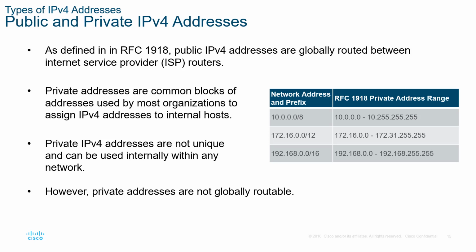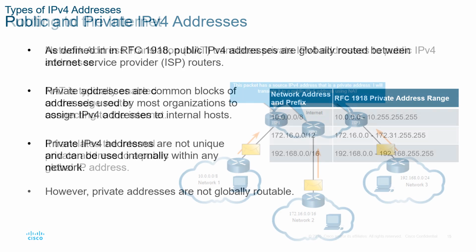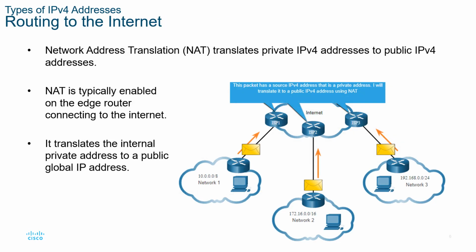Again, these are not routed on the internet, so I can have a 192.168 address and you can have a 192.168 address, and it's fine. These are not allowed on the internet. Again, there's a masking that takes place that will mask these private addresses to an address that's allowed on the internet. So the masking technique is known as NAT, Network Address Translation. This is what translates a private IPv4 address to a public IPv4 address.